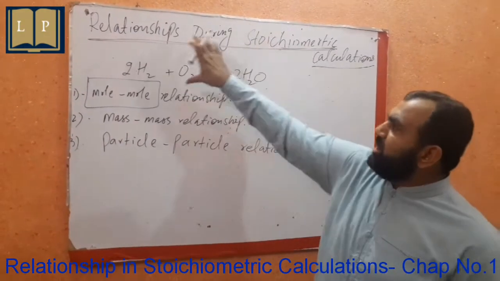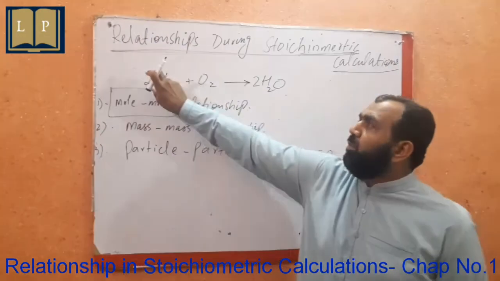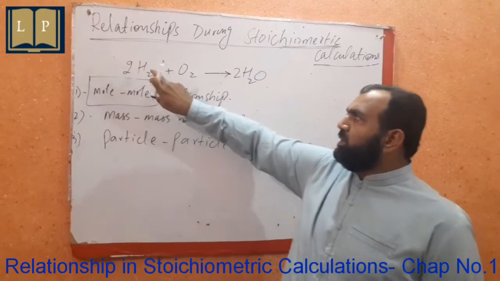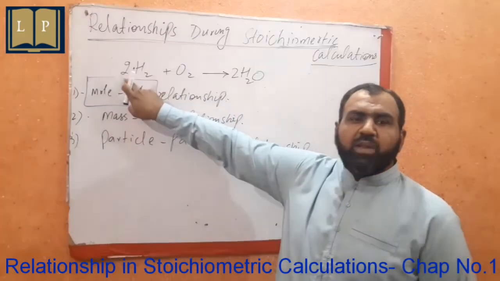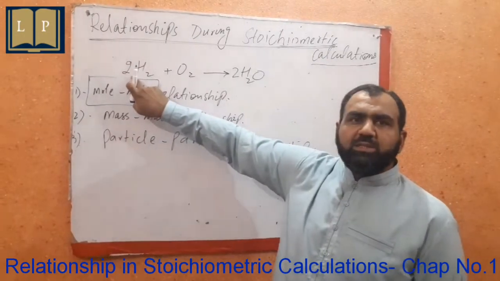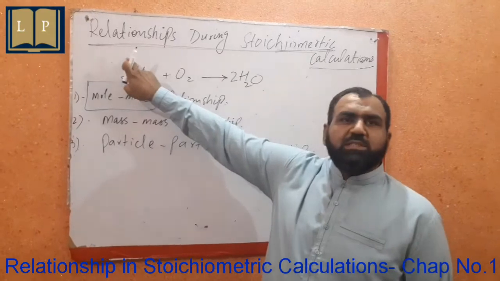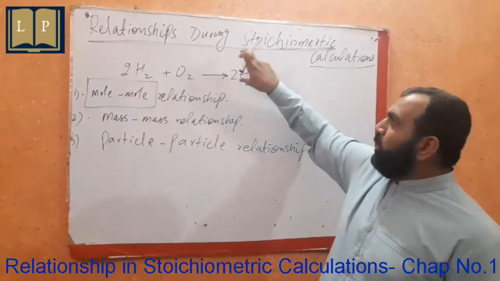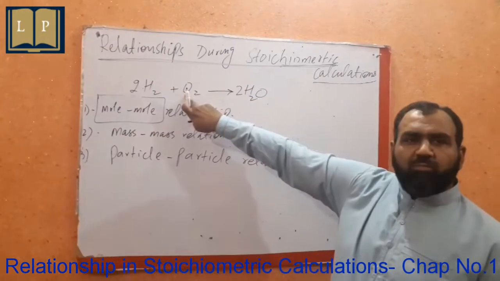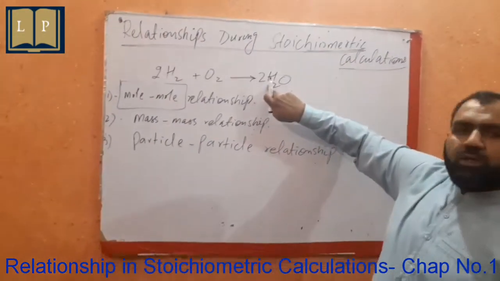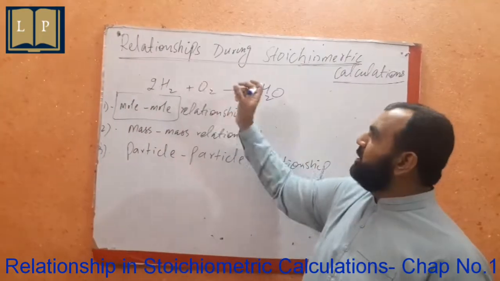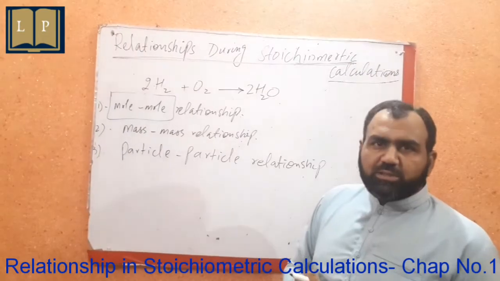This can be seen by looking at the balanced chemical equation. Now look at this equation. This balanced chemical equation shows certain numerical coefficients. These are balancing coefficients, which represent the molar quantity. So by looking at the equation we can say that 2 moles of hydrogen react with 1 mole of oxygen to produce 2 moles of water. Here we have discussed the mole-mole comparison or calculation between reactants and products, right?